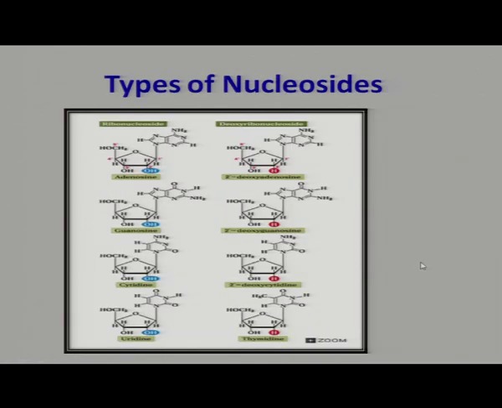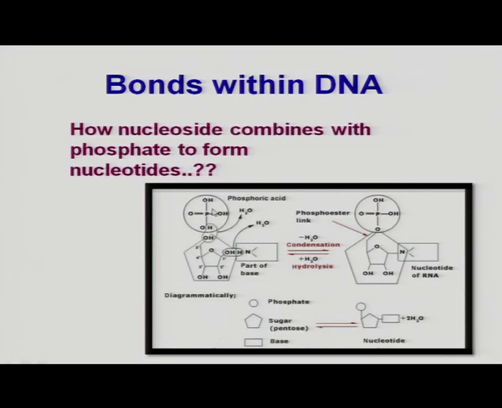There are 4 types of nucleosides in DNA as well as in RNA. In RNA we have adenosine, guanosine, cytidine and uridine. Similarly, in DNA we have 2-deoxyadenosine, 2-deoxyguanosine, 2-deoxycytidine and thymidine. So, these are the 4 types of nucleosides which further combine with the phosphate molecule to form the nucleotide.